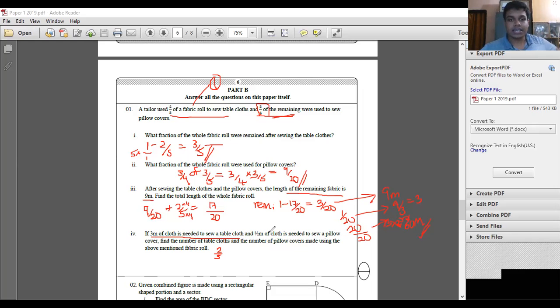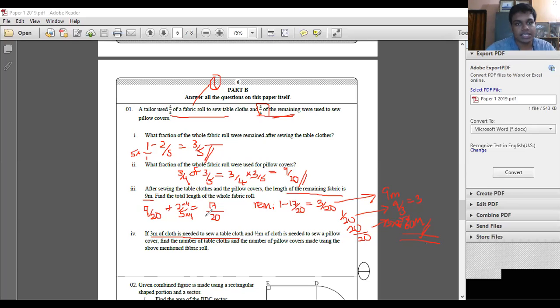Okay, this is better. I found a way. So the total length is 60 meters. Out of that 60 meters, a tablecloth needs 3 meters. So out of 60 meters, let's see how many meters were used just to make the tablecloths.